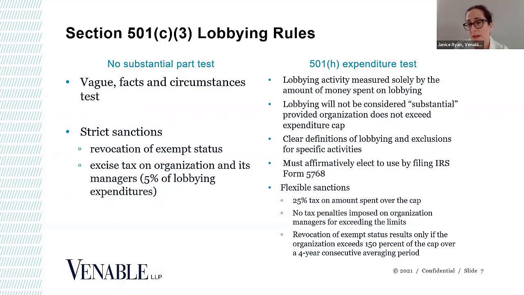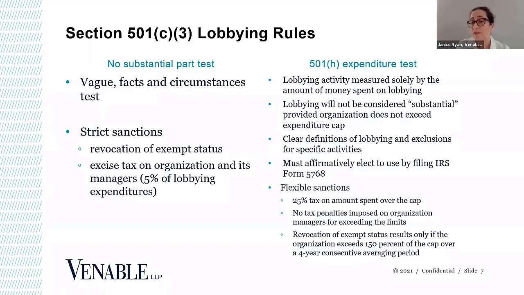The 501(h) expenditure test was enacted by Congress to, frankly, allow 501(c)(3)s greater comfort in engaging in lobbying activities without being afraid that they were engaged in excessive lobbying. And this test, if an organization chooses to elect it, basically requires the organization just to measure the amount of lobbying activity it incurs based on the amount of money that it spends. Lobbying will not be considered substantial provided the organization does not exceed expenditure caps, which I'm going to show you on the next slide.